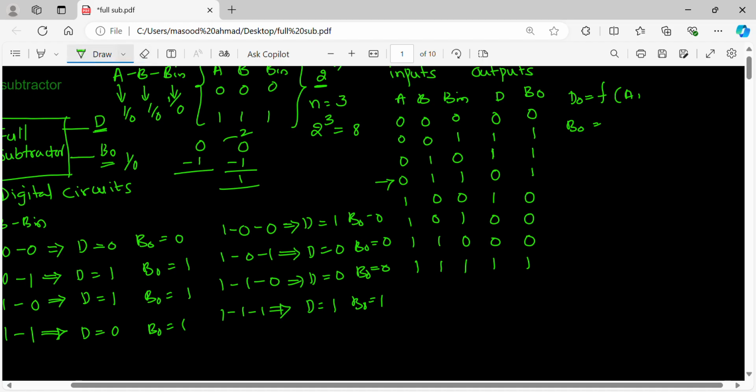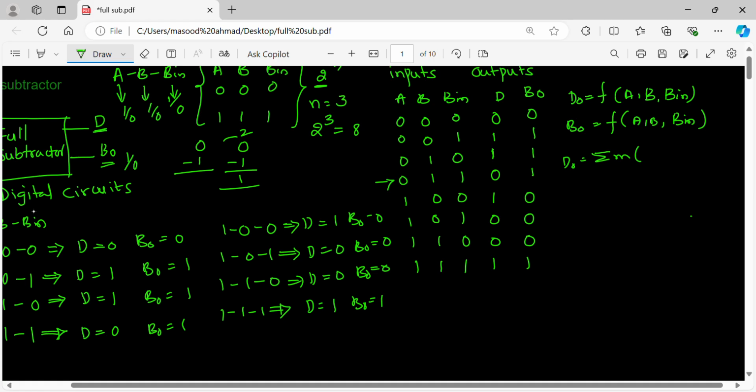So what I try to do is, I write B comma B in. Similarly, B0 is also a function of A comma B in, right? That's fine. Now what is D0 itself? D0 is sigma m. What are the min terms? You can write the serial numbers. Of course, you can see here.